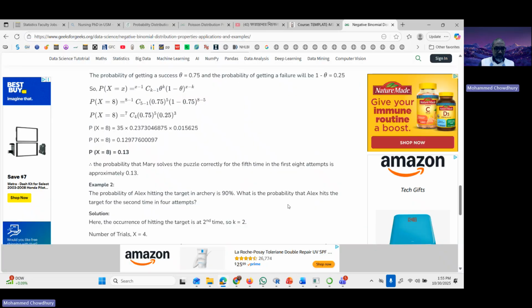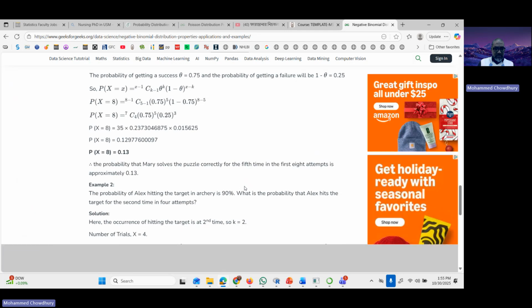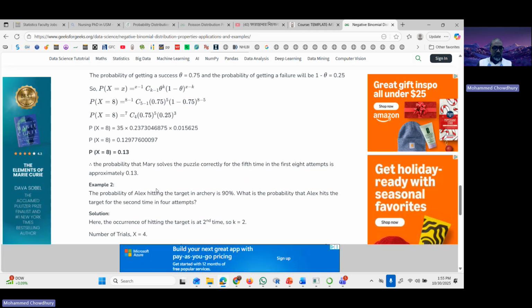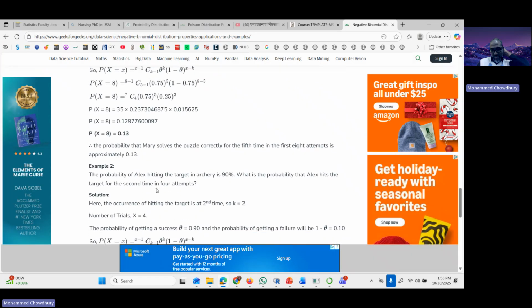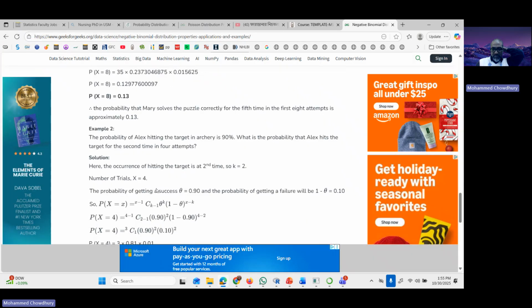Okay, so we got this result. So 0.13, we got 0.127 something, right? We got 0.129, so 0.13 is the answer. Okay, so let us solve another problem in here, example 2.